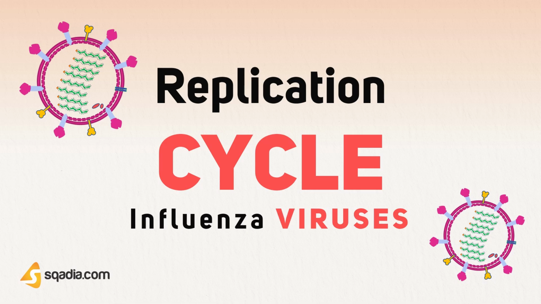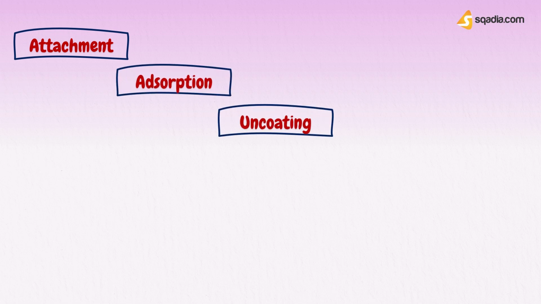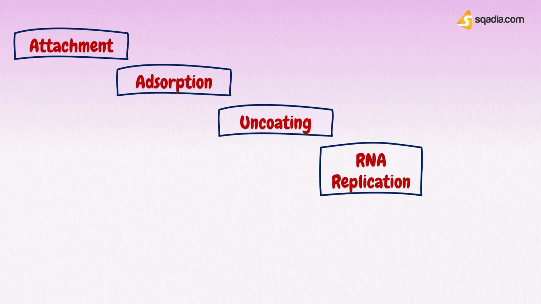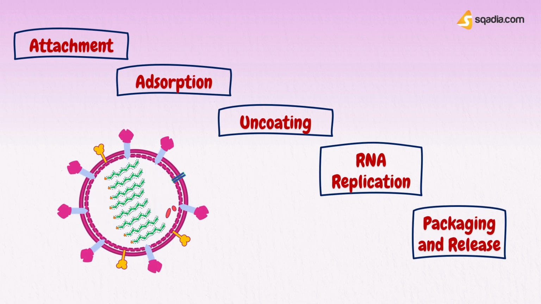We have discussed the structure and types of influenza virus. We will now look at the replication cycle. Knowing the replication process can increase your understanding of how anti-influenza drugs work. The viral replication process is based on 5 steps: attachment, adsorption, uncoating, RNA replication, packaging, and release.